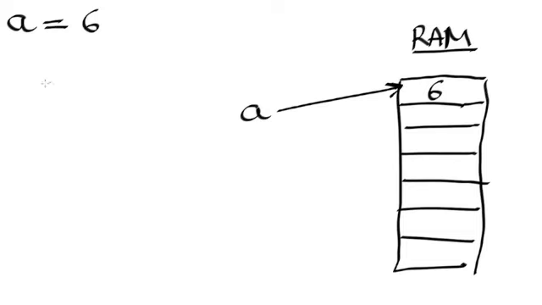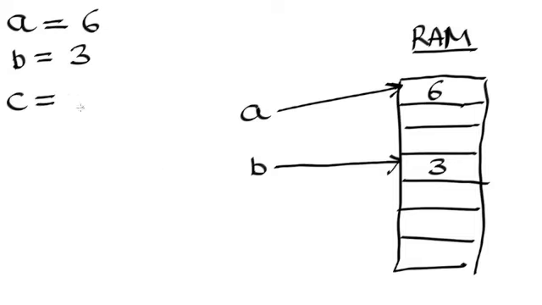Let's go ahead and do another one. So this time I'm going to create a variable called b. I'm going to say b is equal to 3. So that's going to put 3 in a completely random place in the address space, and we've got b now pointing over here at 3. So I've now created two variables, variable a and variable b, and they both point to different address spaces in the RAM. A points to the address space containing 6 and b points to the address space containing 3.